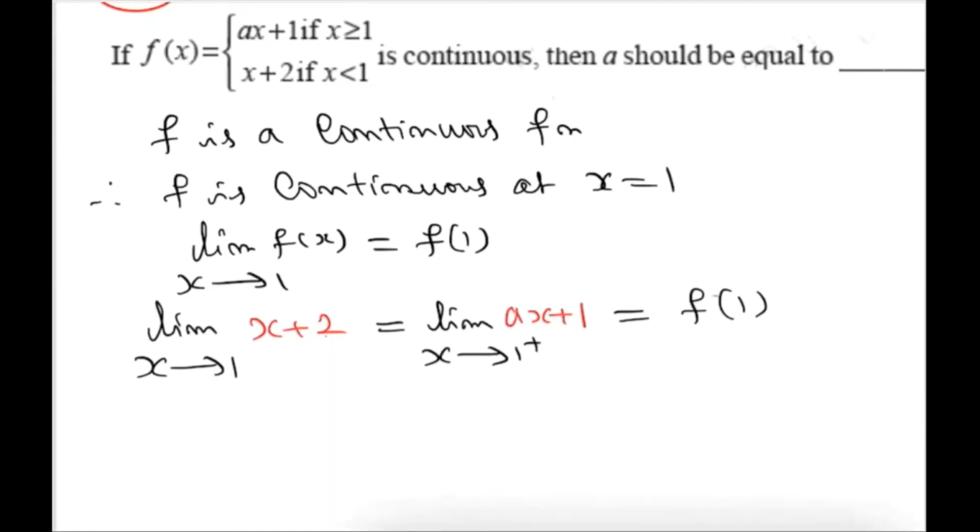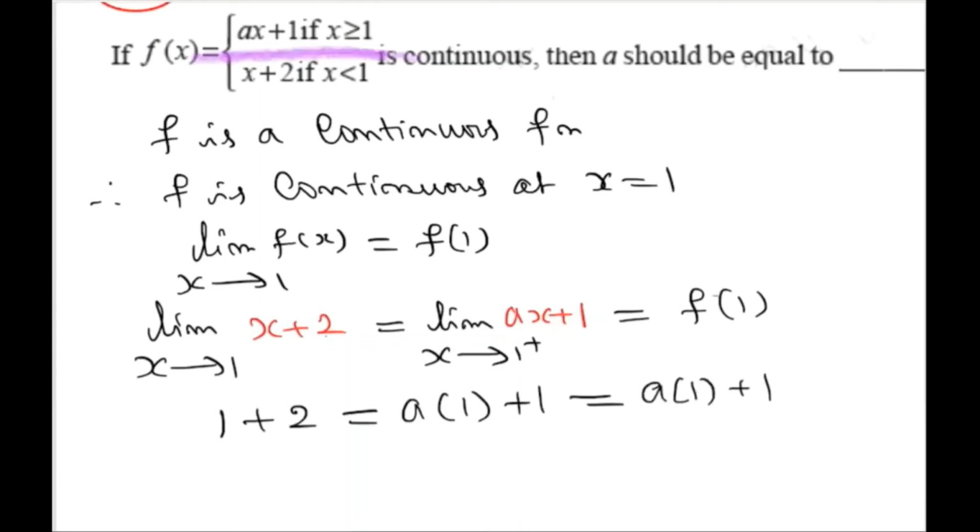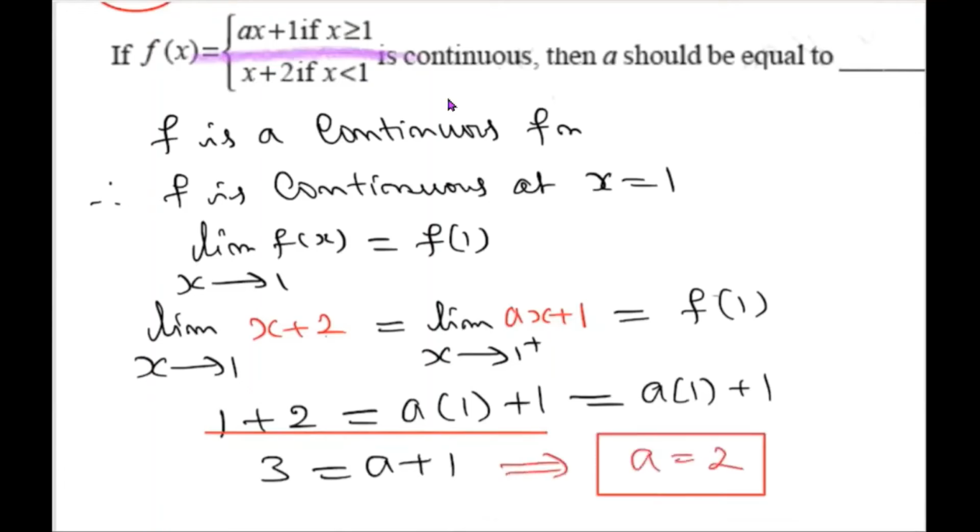Now, replace x by 1: 1 plus 2, equal to a into 1 plus 1, equal to f of 1. Replace x by 1 here in this. So that is a times 1 plus 1. So 3 equals a plus 1. Just equate these two. That is enough. So that implies a is 2. So if you take a equal to 2, this function will be continuous.